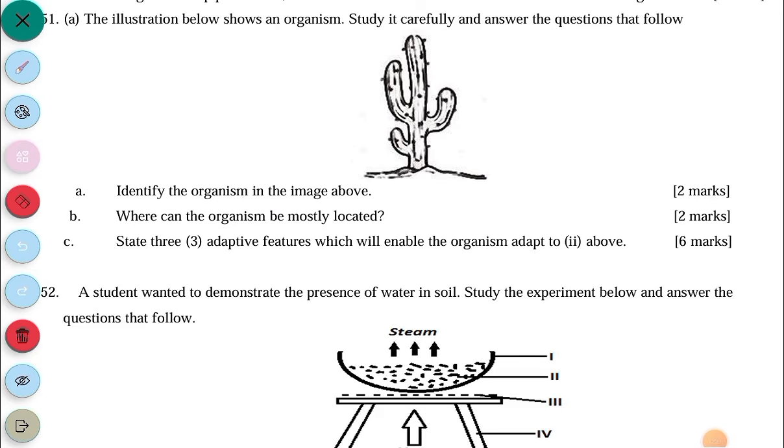The illustration below shows an organism. Study it carefully and answer the questions that follow. Identify the organism in the image. So the organism in the image is called the cactus plant, and it is mostly located in the desert. Let's state three adaptive features that will enable the organism to adapt to the desert. So the leaves are reduced to minimize water loss. The stem is also very thick to store water. Then it has a waxy coating to reduce evaporation.